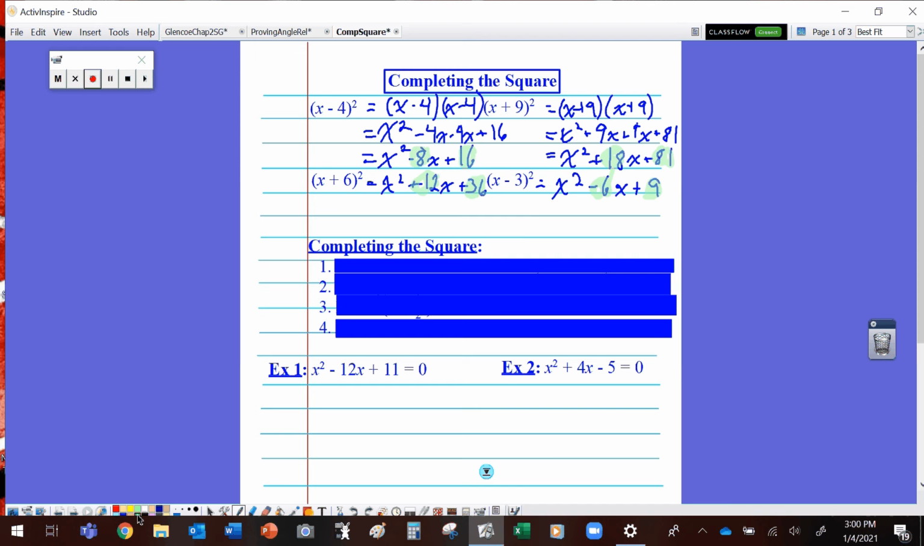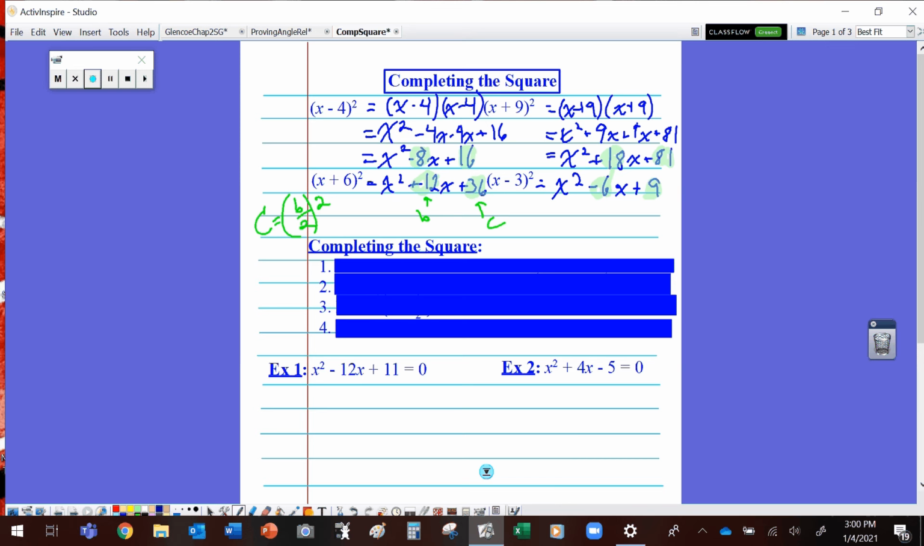This right here is the b, and this is c. And c in a perfect square trinomial is always going to be equal to b divided by 2, squared. Every single time, that is always what it's going to be equal to. So we can use that to complete the square, to take a quadratic that's not factorable and make it factorable.